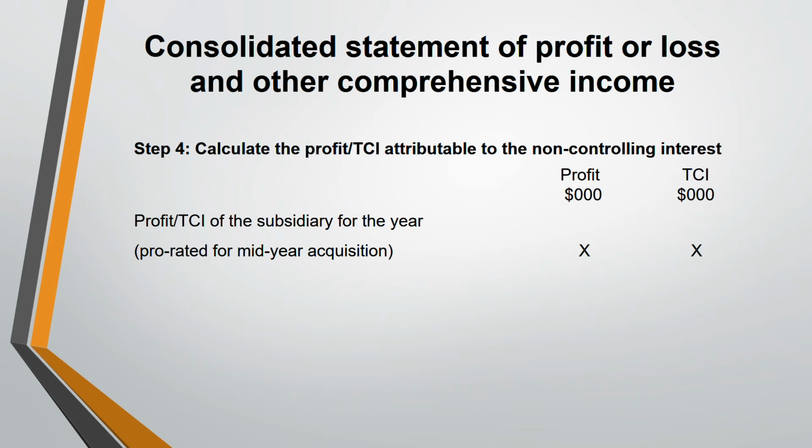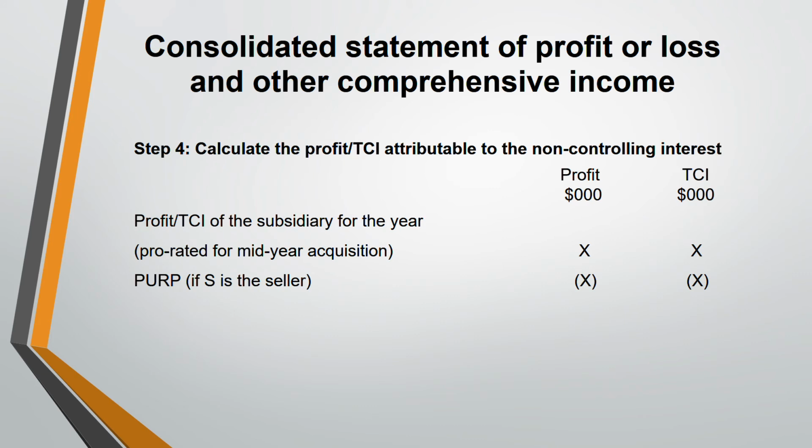But if it is a mid-year acquisition, that means it could be for 3 months, they have been a subsidiary 4 months, 5 months, does not matter. Prorate that profit and TCI that you are taking. For example, profit is 10 million. You have been a subsidiary for 3 months only. So 3 months of 10 million you have to take. 3 divided by 12 into 10 million. And the same for TCI also.